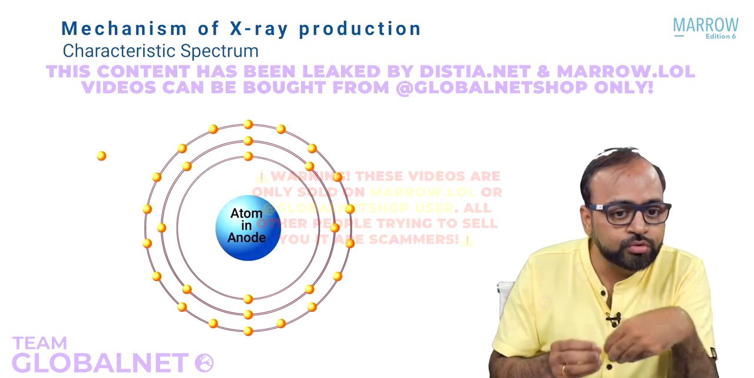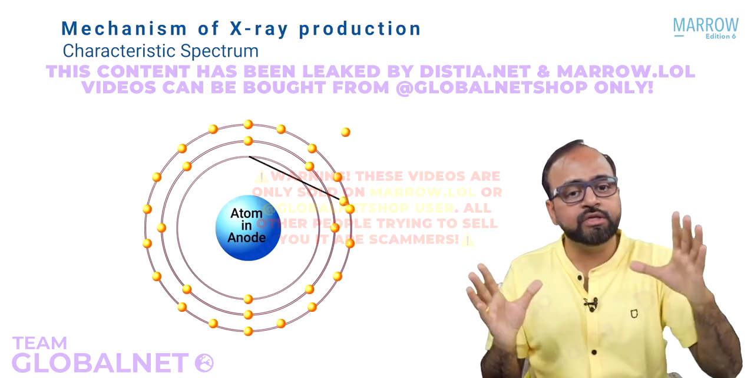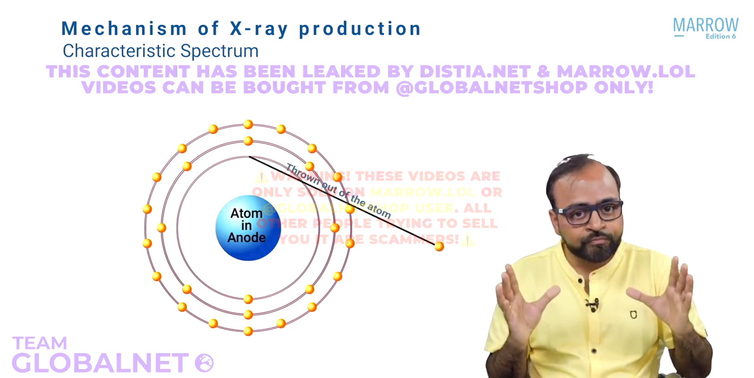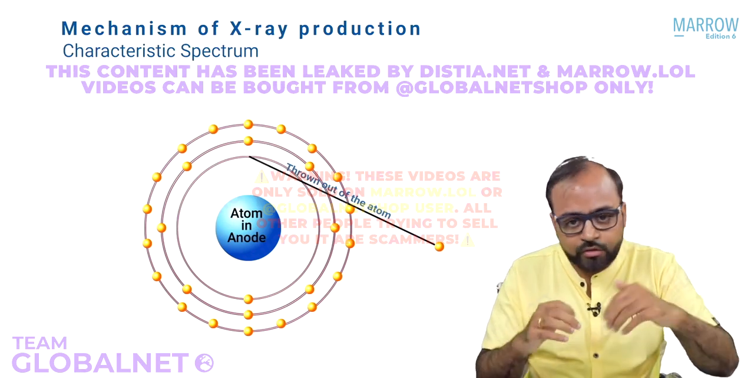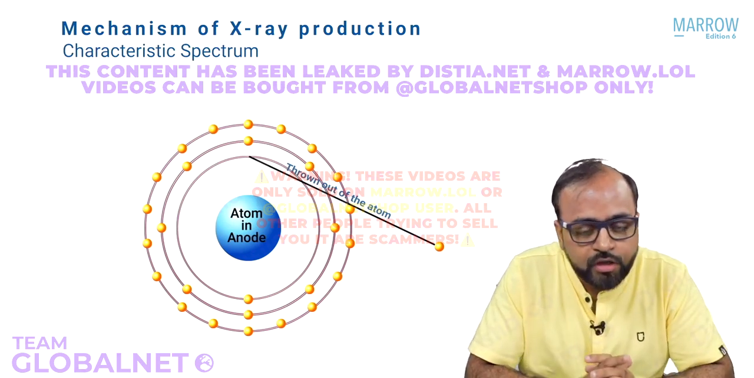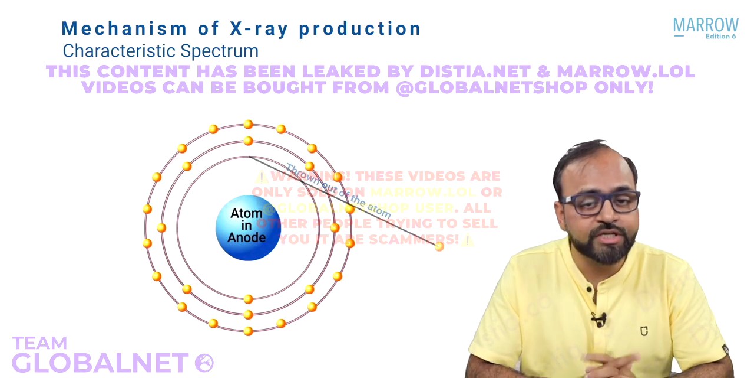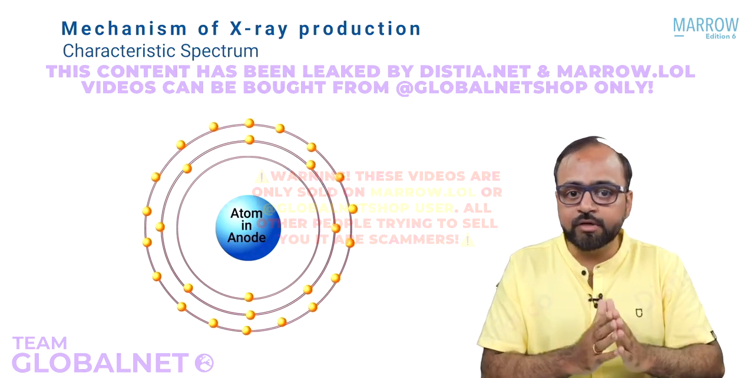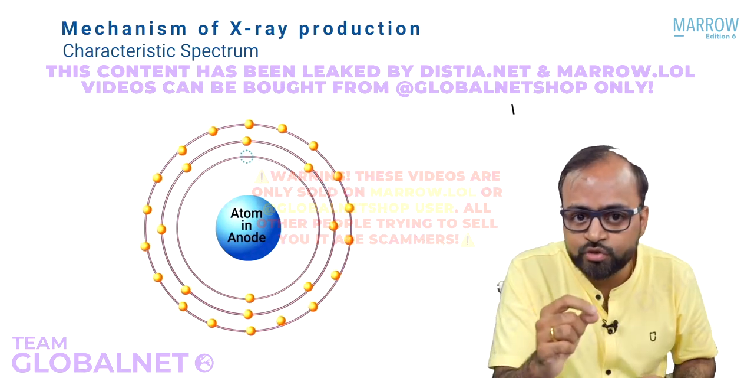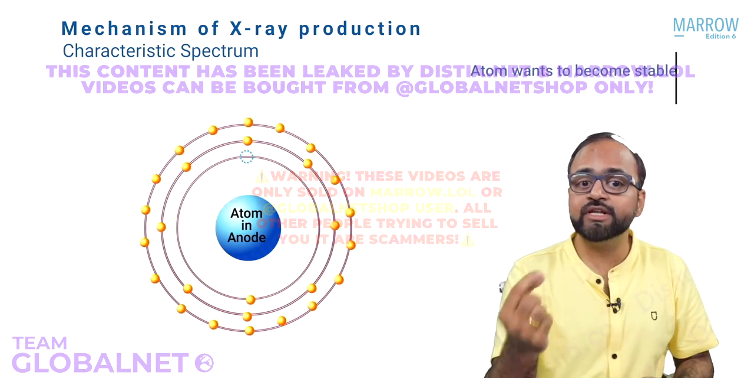So it is going to throw out the inner shell electron. The inner shell electron is thrown out, right? The traveling electron has also given all its energy to it. Now when an inner shell electron is thrown out, the atom has become unstable because there is one electron less in the innermost shell. The atom wants to become stable.